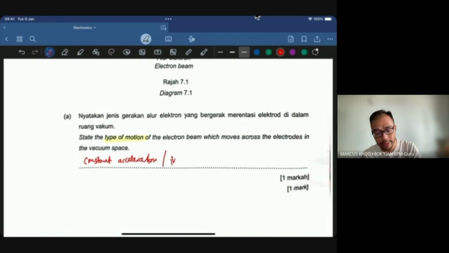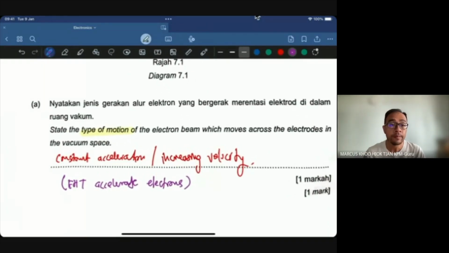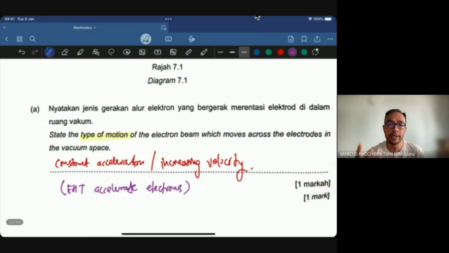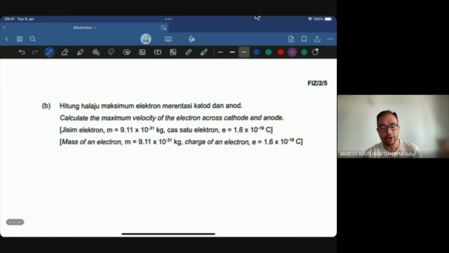or increasing velocity. Either one of these, and again, this comes as a set. Why do we know this? It's because of the EHT. The EHT's function is to accelerate the electrons. So increasing velocity and constant acceleration have the same meaning. All right. Calculate the maximum velocity of the electron across the cathode and anode.